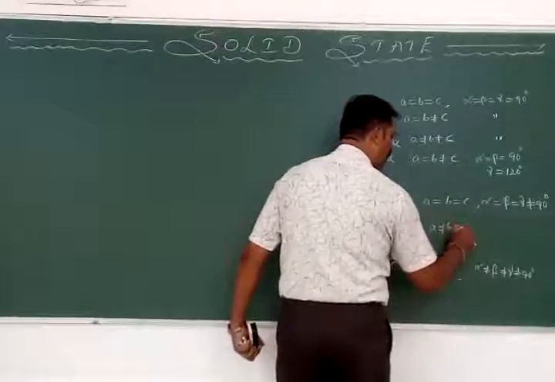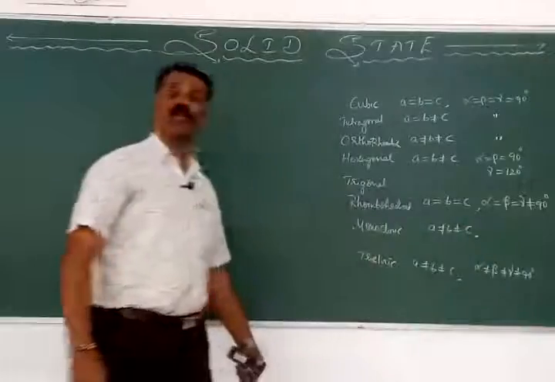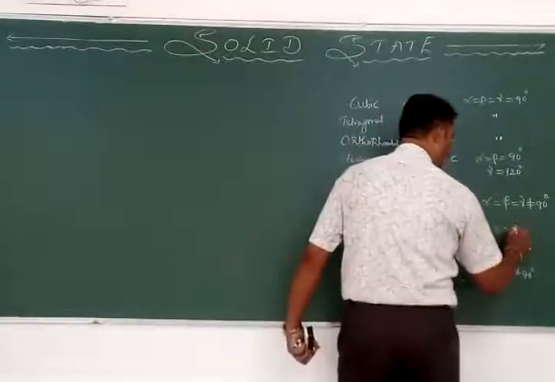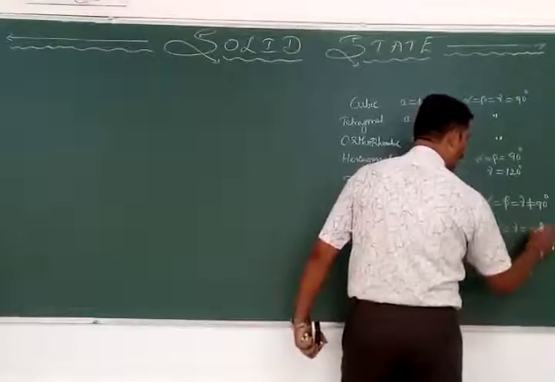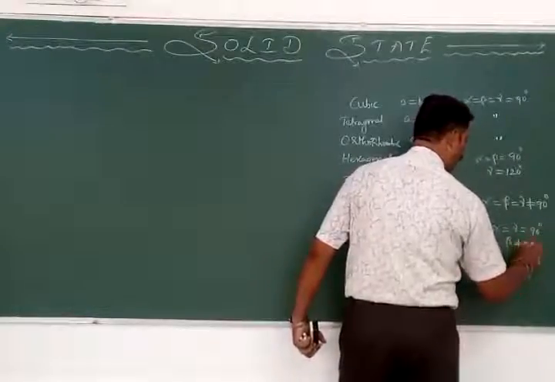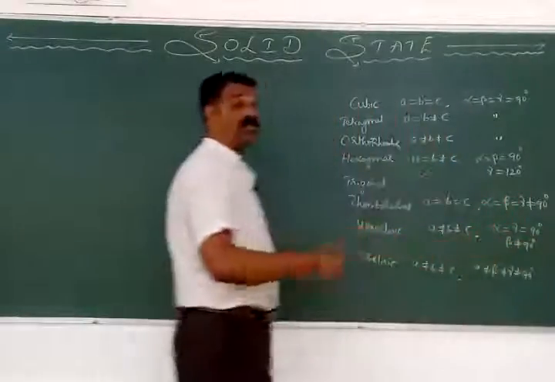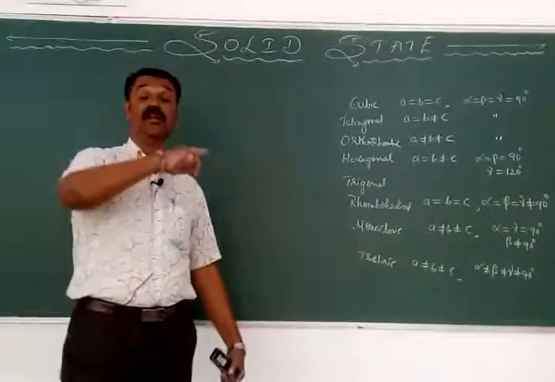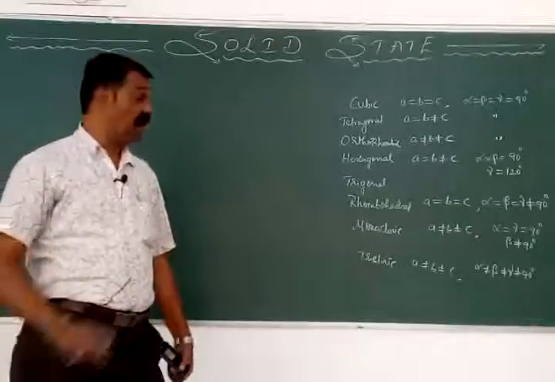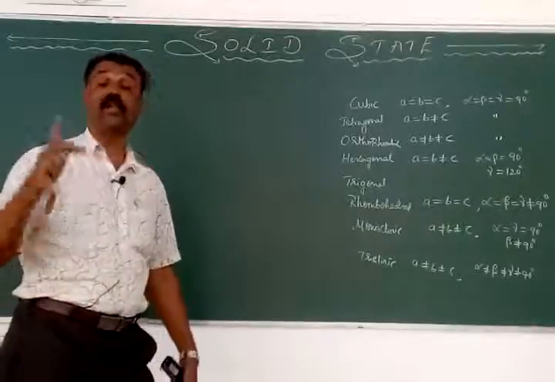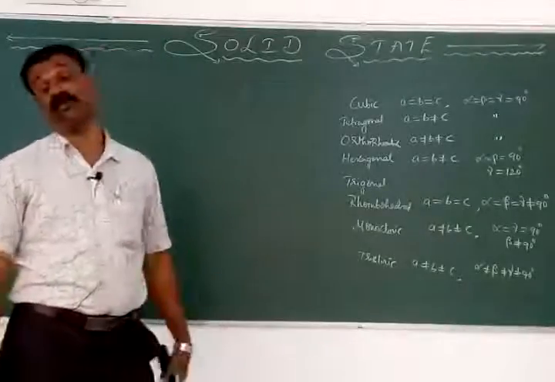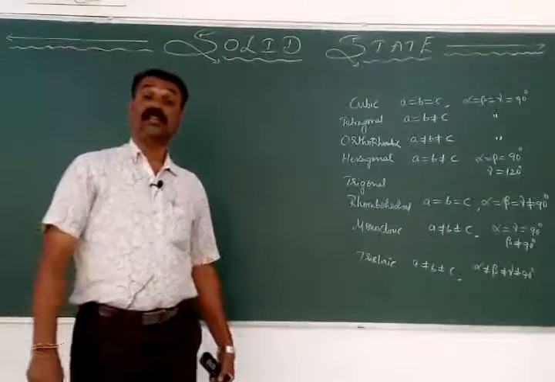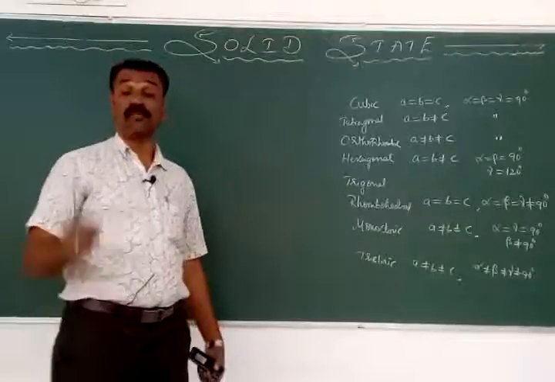Then the monoclinic. How is the monoclinic? All sides are not equal, A not equal to B not equal to C. But alpha is equal to gamma is equal to 90 degrees, while beta is not equal to 90 degrees. That means two angles, not the alternate angles but one after the other, alpha equal to gamma equal to 90 but beta not equal to 90, refer to monoclinic.